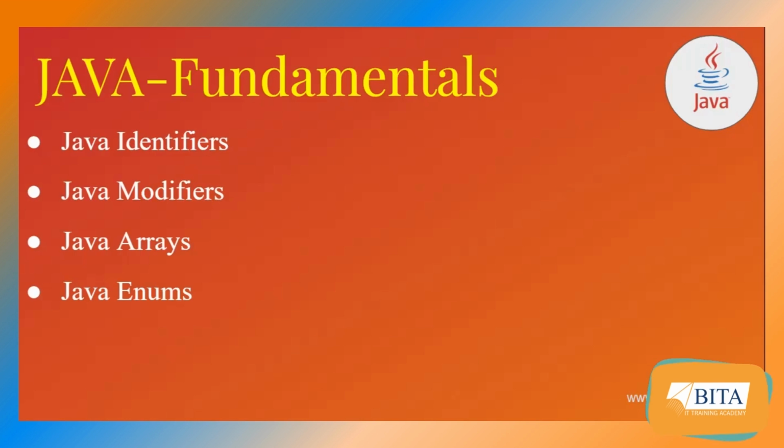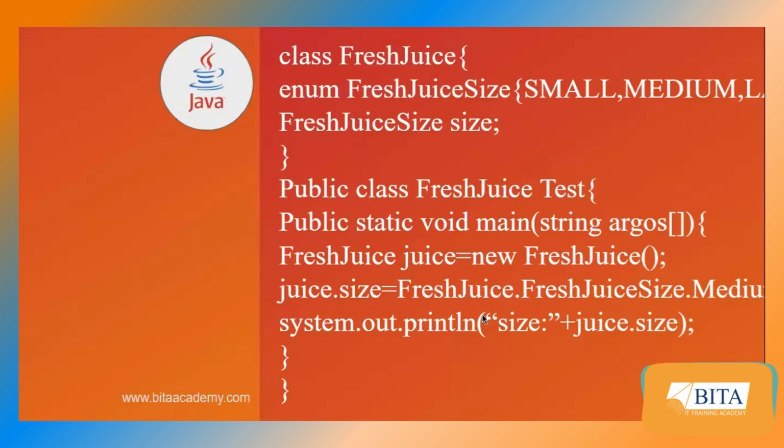Java enums. The main purpose of using Java enums is to reduce the number of bugs in our code. What it will do is restrict a variable to have one of the predefined values. So let's see with an example.